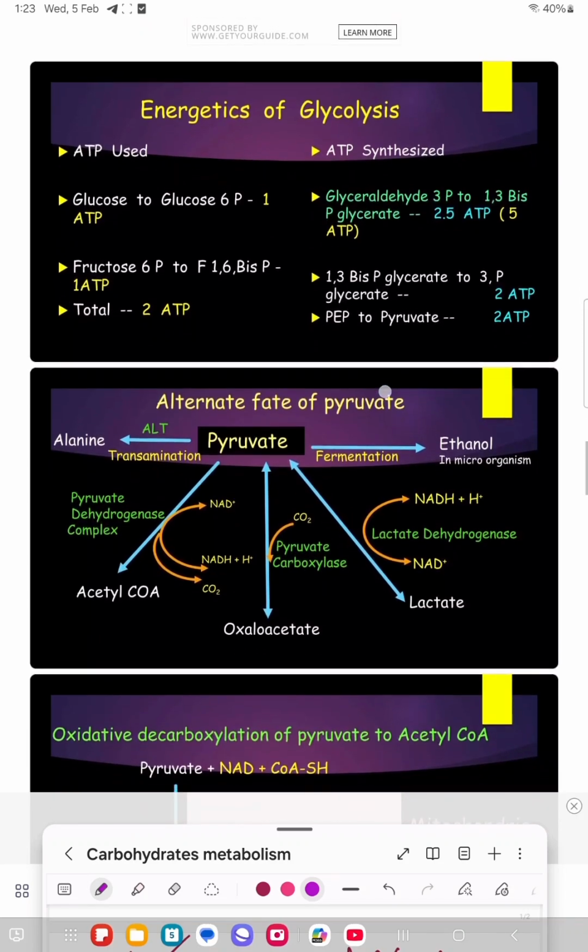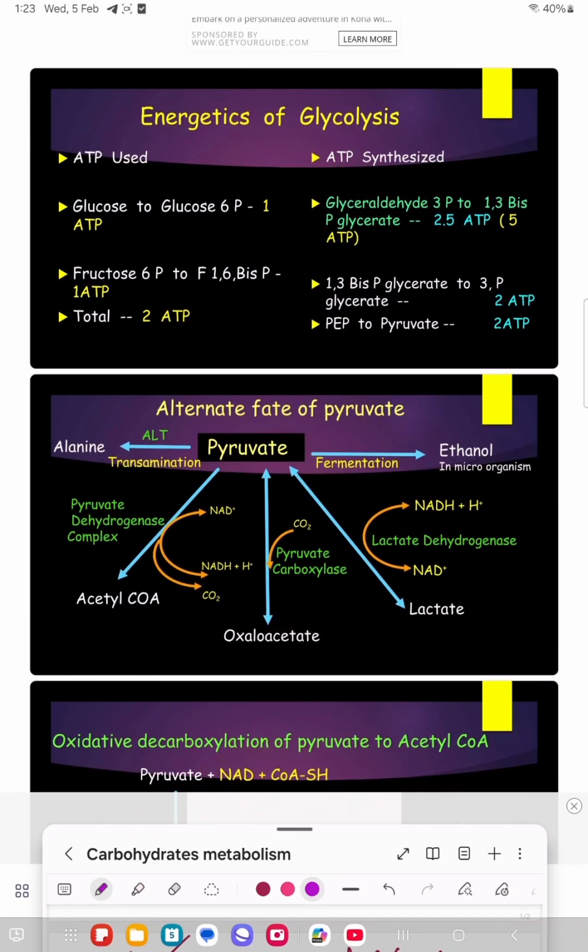So next is the energetics of glycolysis. Energetics, what does it mean? It means how many different types of molecules are involved here. You can see how many ATPs are used and how many ATPs are synthesized. On one side you will see ATP used. At the prep stage, there will be use of the ATPs, okay, and in the post prep stage, you will see the synthesis of the ATP.